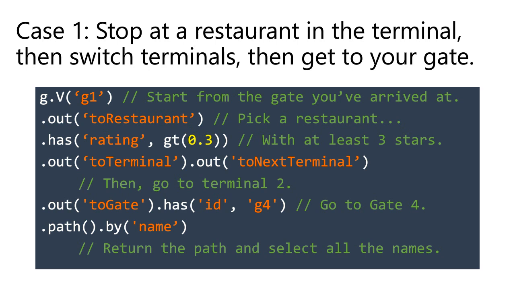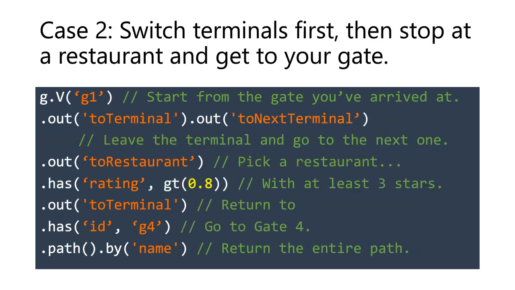This is an explanation of a step-by-step query that you just saw before. And then this is the second case in which you switch the terminals first, and you stop at a restaurant to get to your gate. So you start at the gate, you go to the next terminal, then you go to a restaurant that is filtered with at least 0.8, which would be 8 stars here. Then return to the terminal and then go to gate 4 and get the entire path.